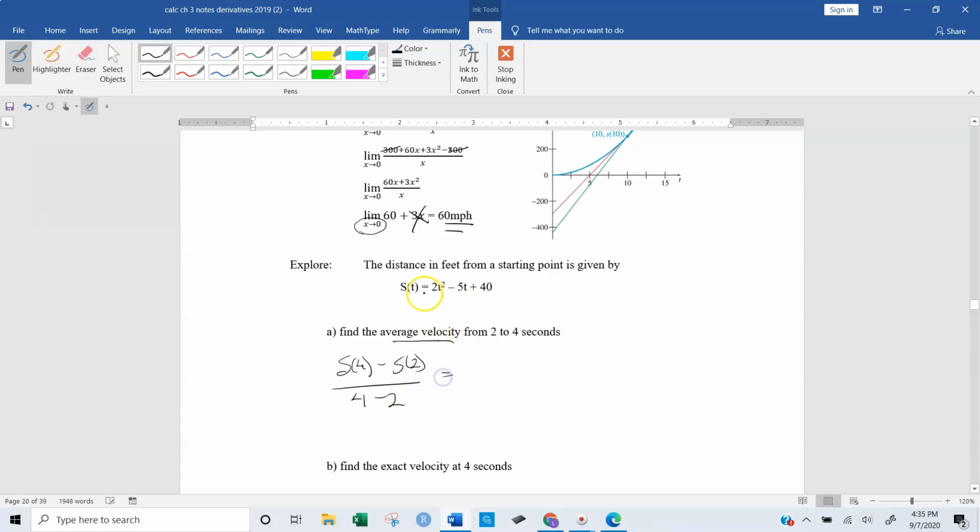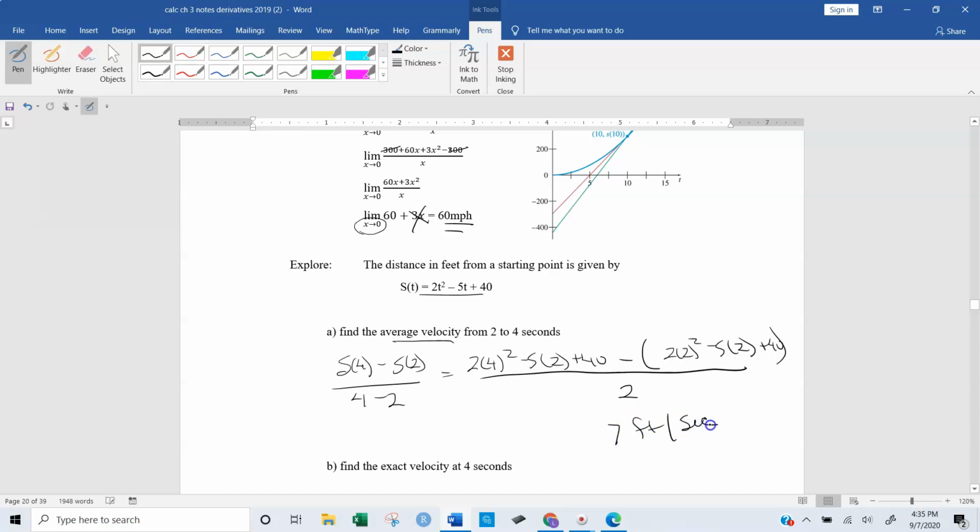So this equals, so we're up here. We got 2 times 4 squared minus 5 times 2 plus 40 minus, now we got to plug in the 2, 2 times 2 squared minus 5 times 2 plus 40 all over 2. When you plug that whole thing in your calculator, you should get 7 feet per second.